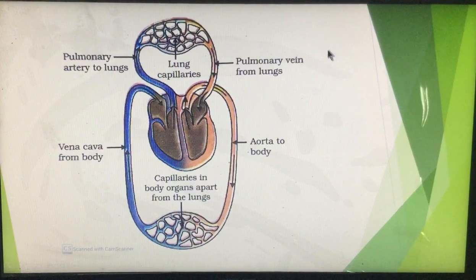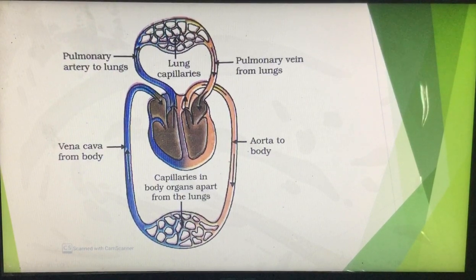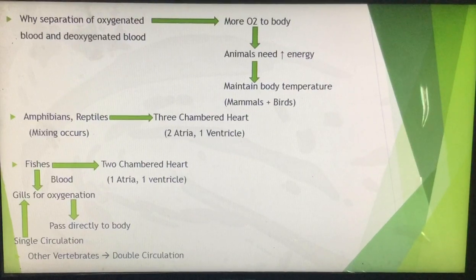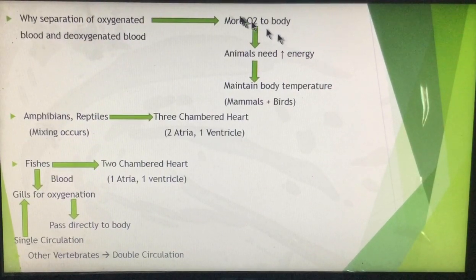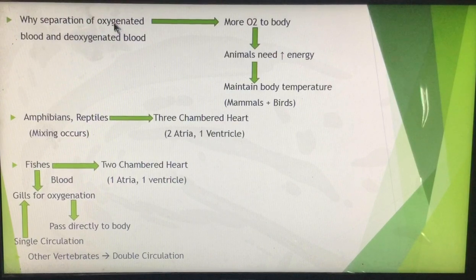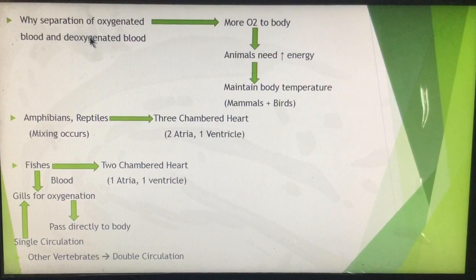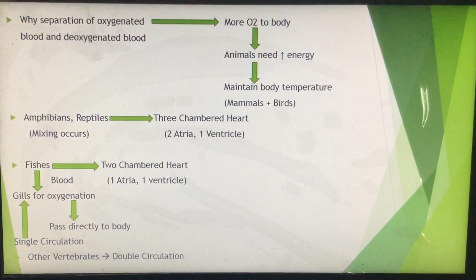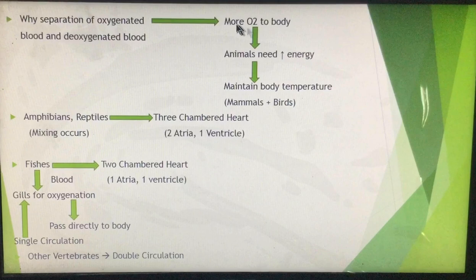So this is the structure of the heart and the circulation of the blood. Now why is there a separation of oxygenated and deoxygenated blood? ये oxygenated blood और deoxygenated blood सेपरेट क्यों होता है? The reason is the organisms, those organisms which require more oxygen and more energy.